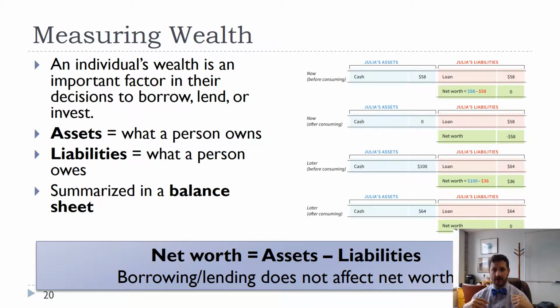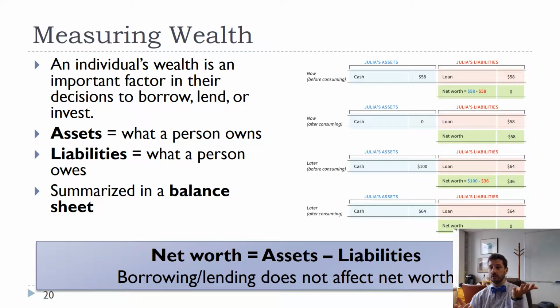So we call what a firm or person owns its assets. We call what it owes to others its liabilities. And we write the assets on the left and the liabilities on the right. And the net worth, then, how much the firm is worth, how much the person is worth, is just assets minus liabilities.